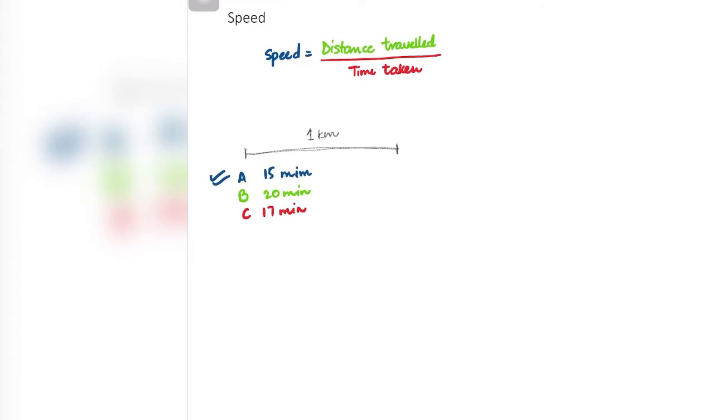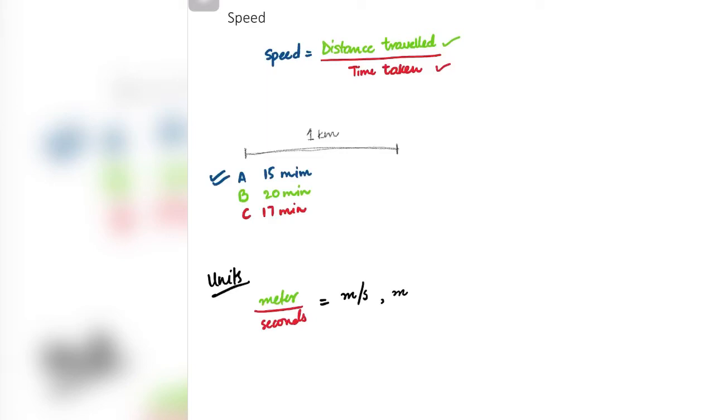Now let's talk about the units for speed. Looking at the formula, we know that distance traveled is measured in meters, the base unit is meters. And time taken, the base unit is seconds. So the unit is going to be meter per second. We can also write it like this.